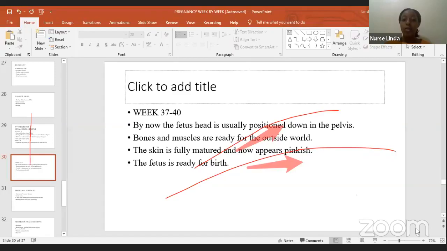And now we also have the bones and the muscles that have already been formed. The skin is fully formed. It's now a fully grown fetus, and it's just about to be born.